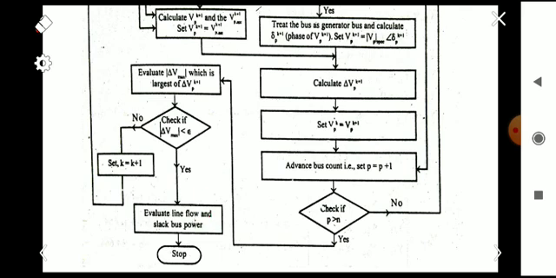I hope all of you understand the Gauss-Seidel method well. Of course, you have to see the next video, that is the problems. We will discuss the problem, and in that you will clearly understand how we can proceed with a Gauss-Seidel load flow analysis. So thank you.